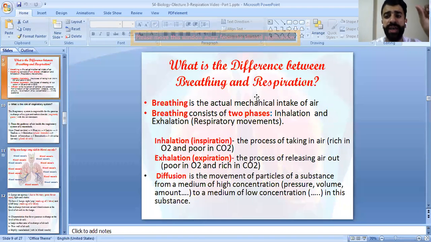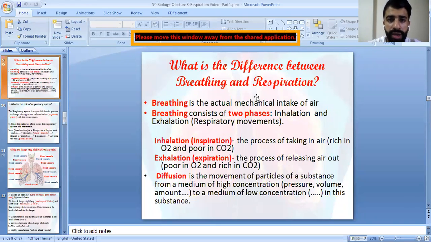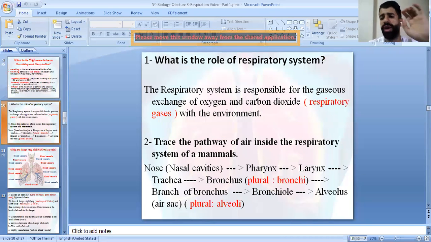So diffusion is the movement of particles of a substance from a medium of high concentration, high amount, high volume, or high pressure to a medium of low concentration, low amount, or low pressure. Okay, so kindly note, please focus on this word diffusion. This is the key word in the coming slides or in part 2. So this is the key word.